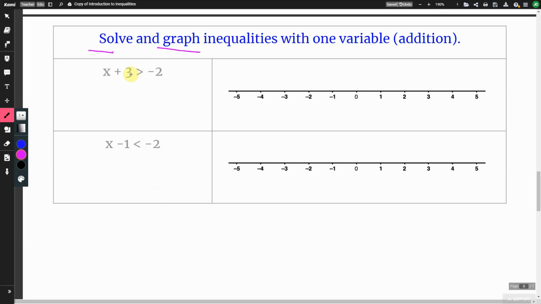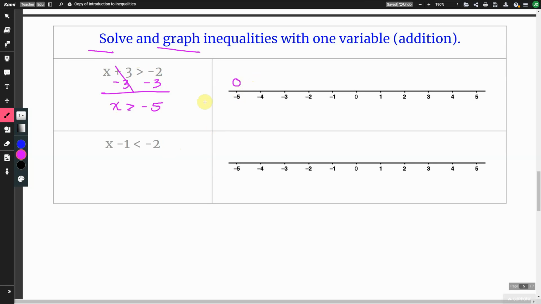We want x by itself, so we got to get rid of that positive 3. So what I'm going to do first is the usual. It's adding, so I'm just going to do the opposite, which is subtract 3 both sides. This side cancels out. And on the left side, we're left with x, which is what we want, is greater than negative 2 minus 3 is negative 5. Okay, so then you just go x is greater than negative 5.